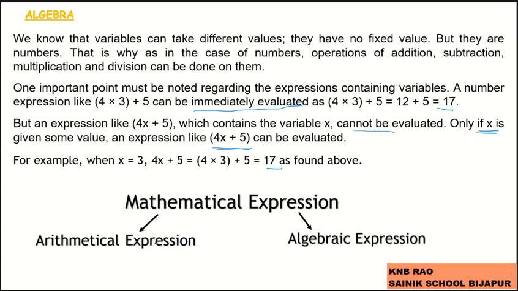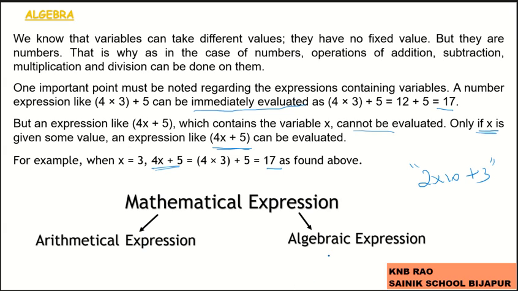Every arithmetical expression can be called an algebraic expression, but every algebraic expression cannot be called an arithmetical expression. Here, 2 into 10 plus 3 can even be called an algebraic expression, but it has no variable. That's why I am saying it is purely an arithmetical expression. But 4x plus 5 cannot be called an arithmetical expression because it has a variable. It's an algebraic expression only.